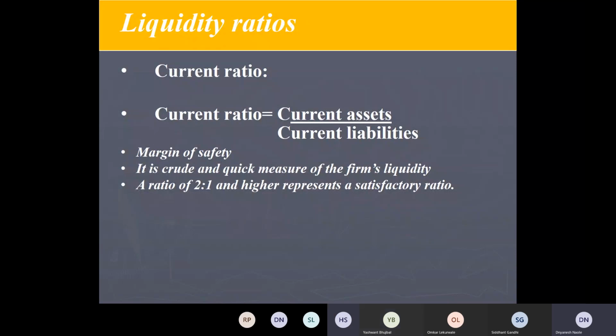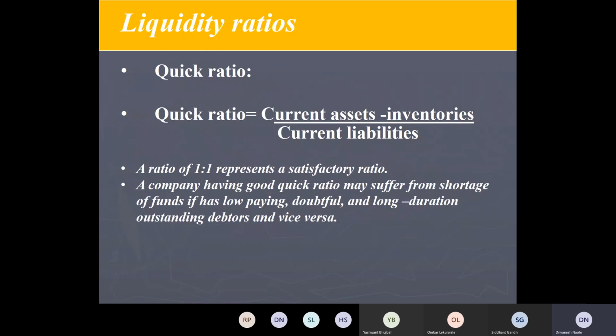Okay. Going ahead, now this is the quick ratio. Now just see the ratio: current assets minus inventories upon current liabilities. Now why are we subtracting inventories from here?